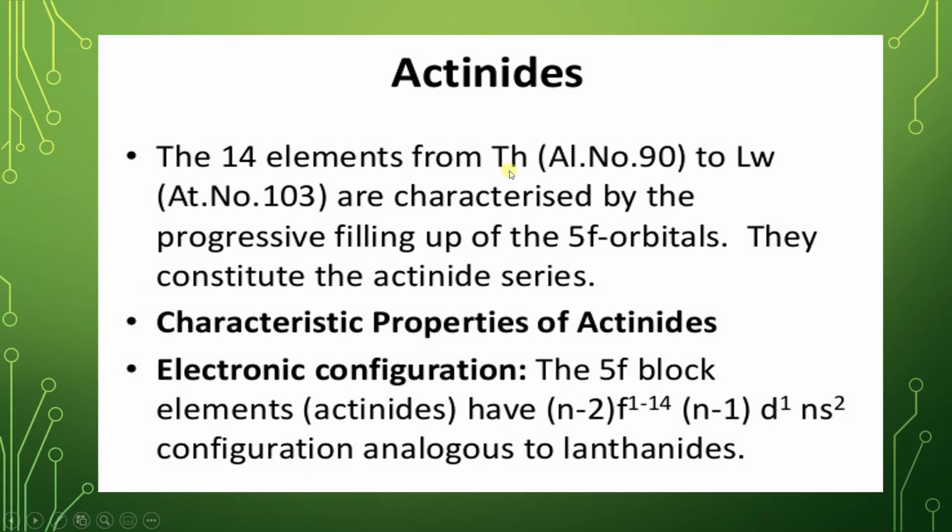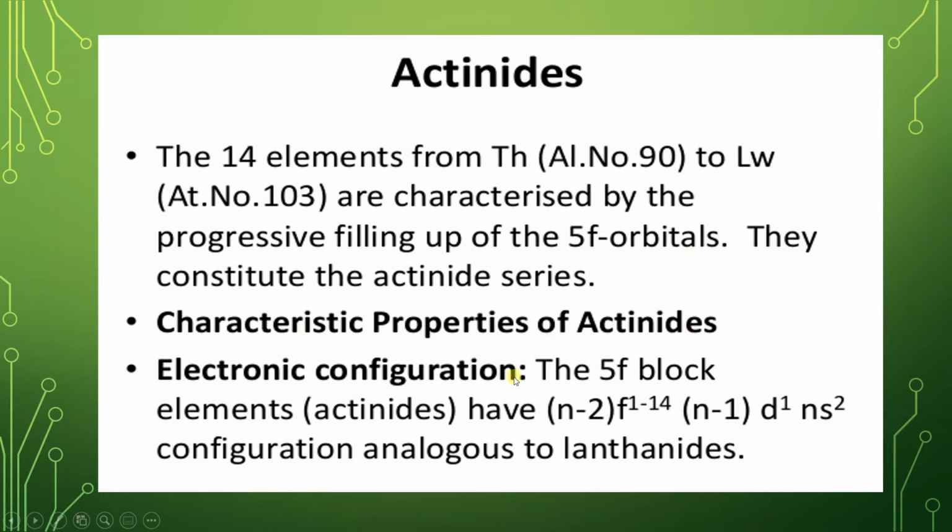The 14 elements from thorium to lawrencium, atomic number 90 to 103, are characterized by the progressive filling up of the 5f orbitals. So in actinides, 5f orbitals are progressively filled. Next, the characteristic properties of actinides.